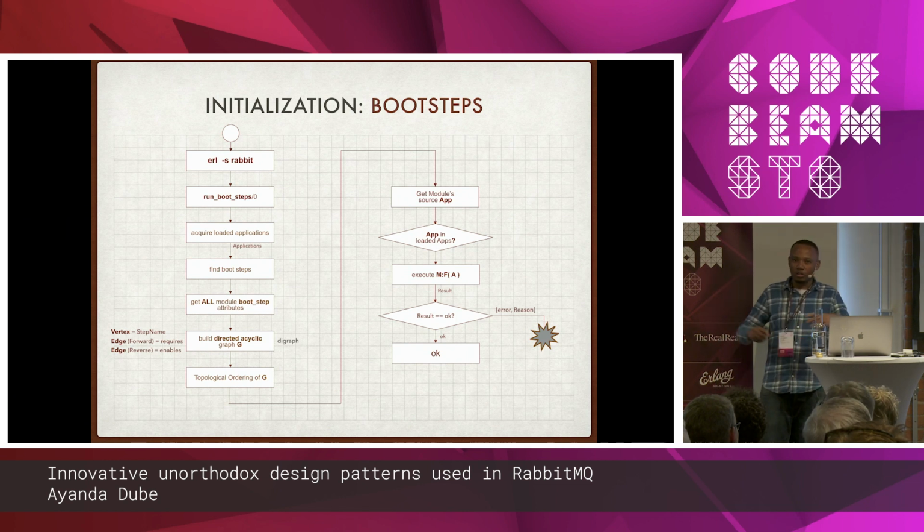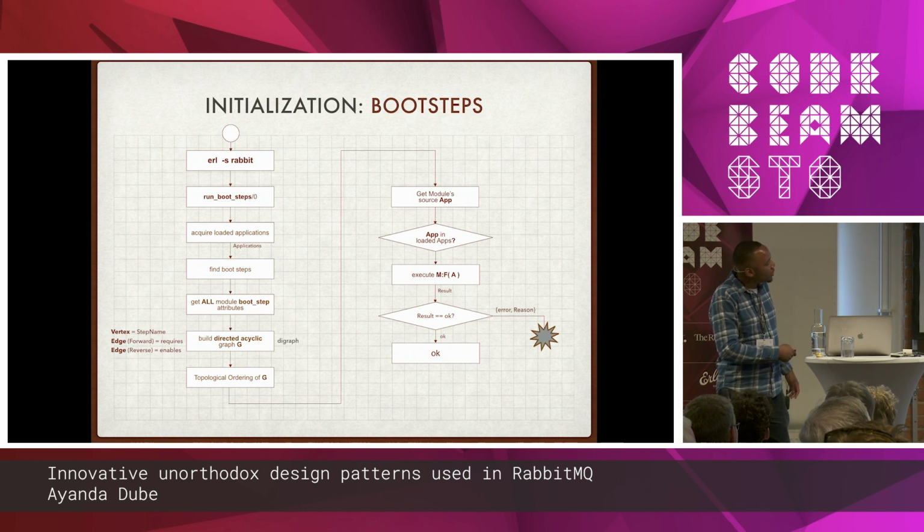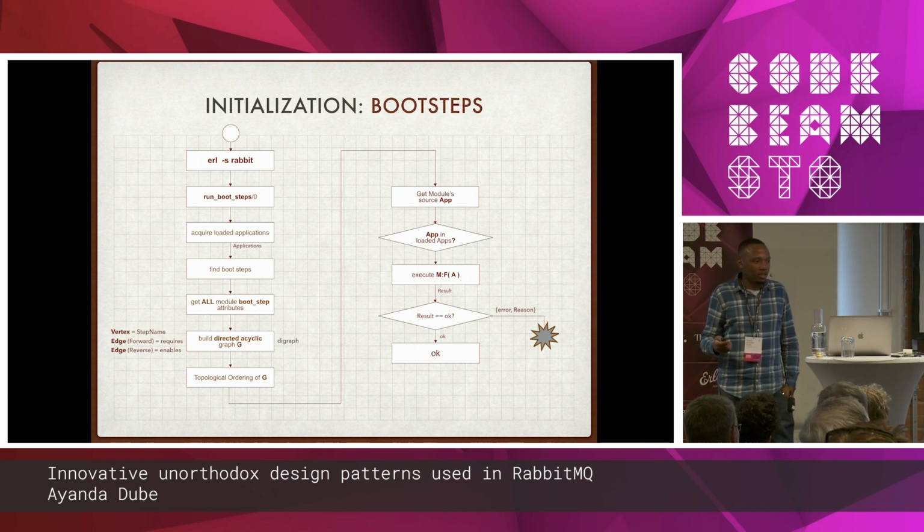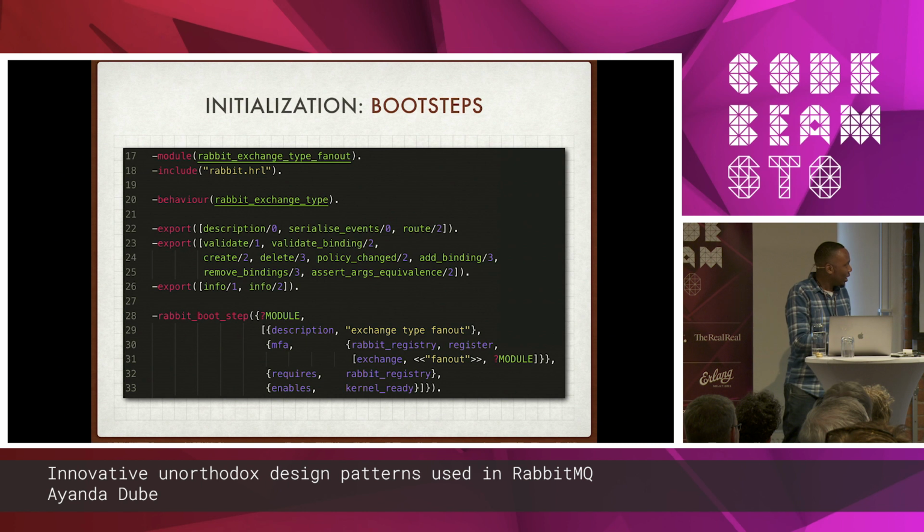So basically, you've got a list of all your boot steps topologically ordered, and then from there, it will check which of the boot steps are in loaded apps, and then it will execute all the module, function and args which are defined in there, right? And basically, that's it. And that will be the startup procedure, right? So an example.